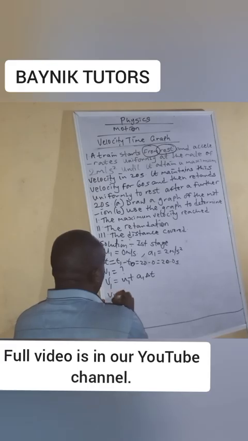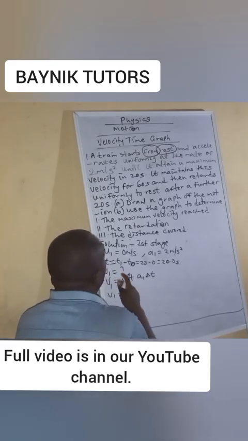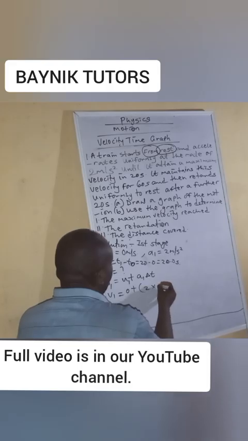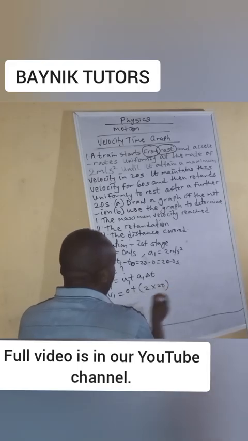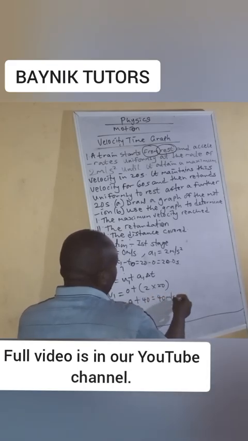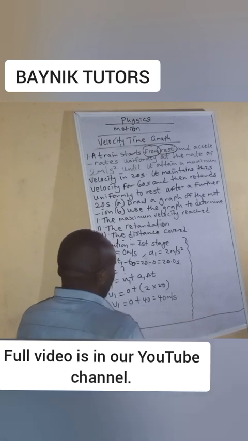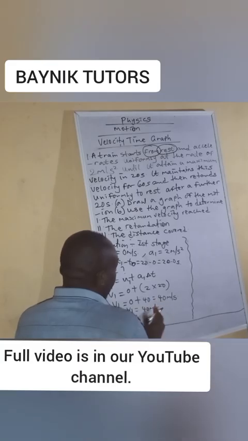So my v1 will now be my u1, which is 0, plus a, that's 2 times 20. So from here I now say my v1 is equal to 0 plus 40, which is 40 meter per second. Through that we know that my v1 is 40 meter per second. That's settled.